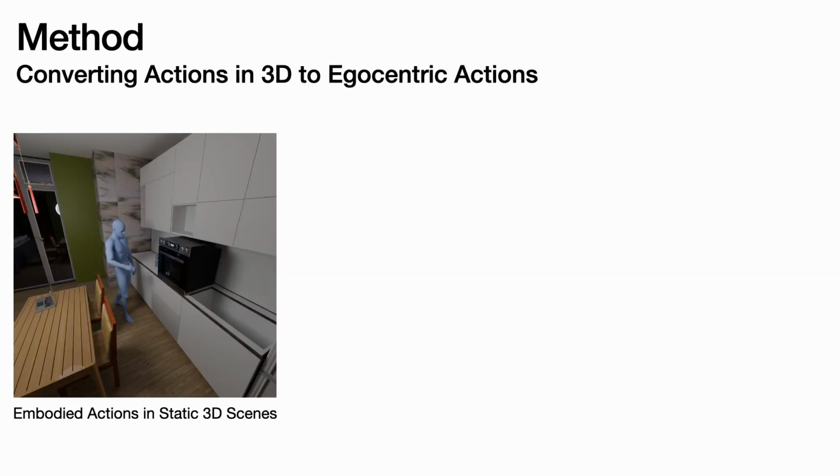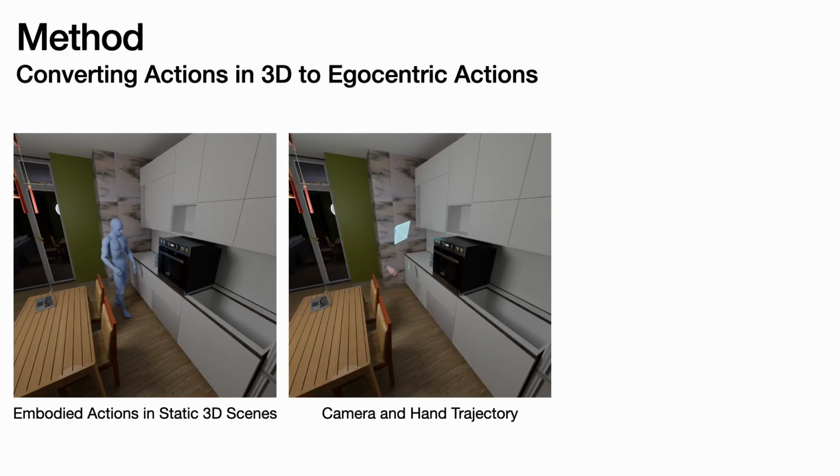We start from an embodied action in a 3D scene. This action contains the person's motion through the scene, as well as the hand movement used for interaction. From this action, we extract two trajectories. The first is the camera trajectory, which represents the egocentric viewpoint over time. The second is the hand trajectory, which describes the motion and pose of the hands during manipulation.